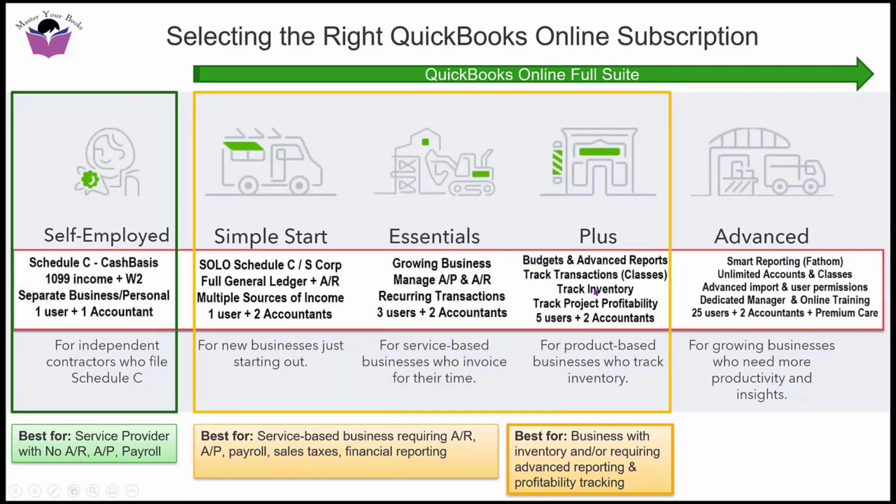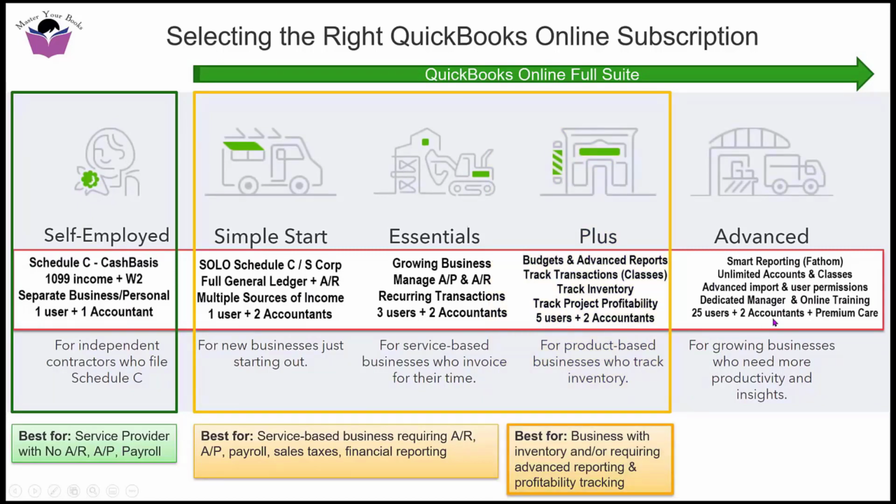Now, when you want to go ahead and truly use QuickBooks Online as a very comprehensive solution, you want to take advantage of budgets and advanced reporting. You want to track inventory. This is the only version other than Advanced that allows you to track inventory. You also have additional users. That's when you go upgrade to Plus. And this one is really best for that business owner, that business that sells products, that needs to track inventory and really wants to take advantage of advanced reporting and profitability tracking.